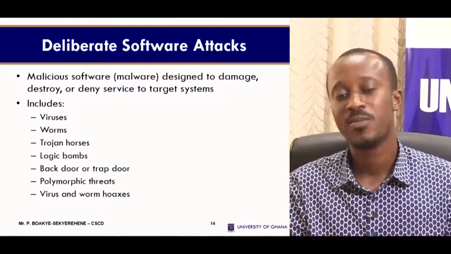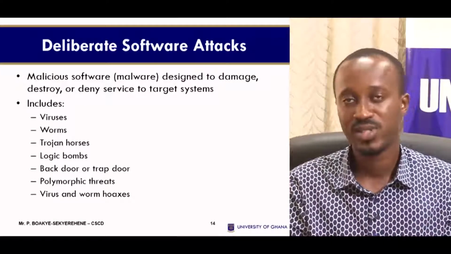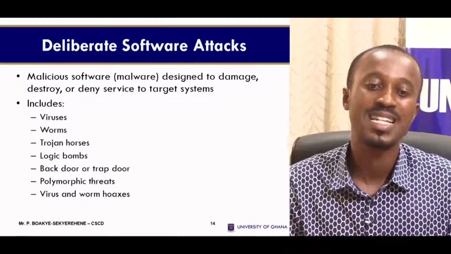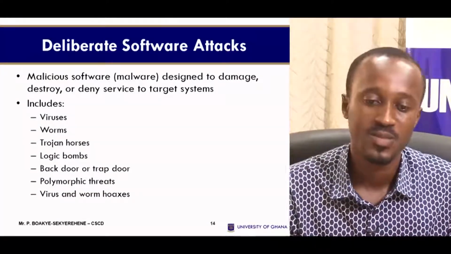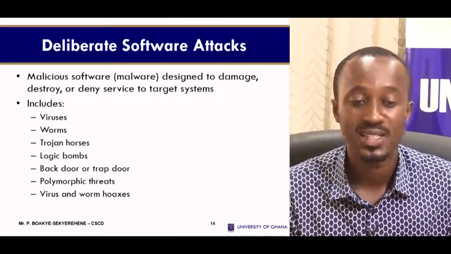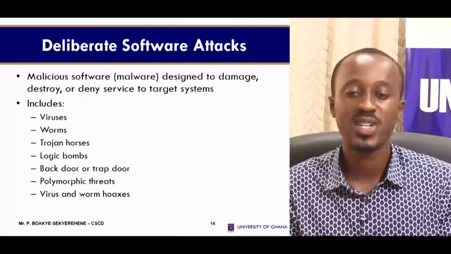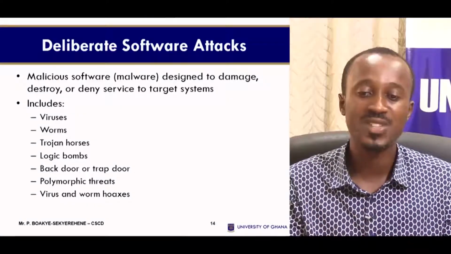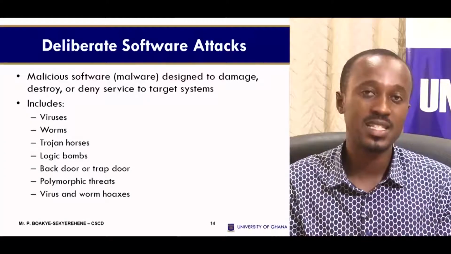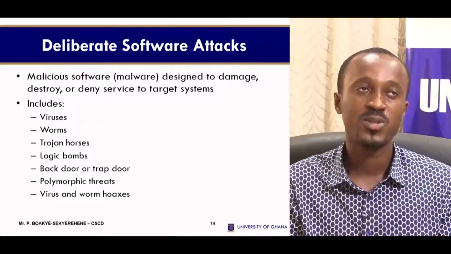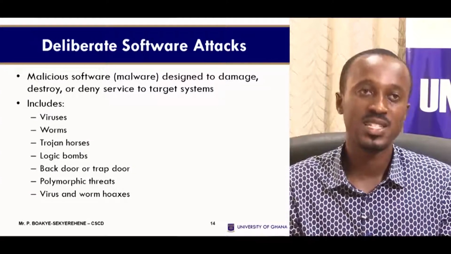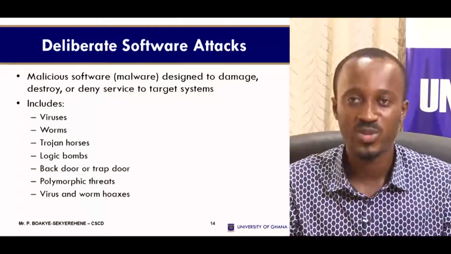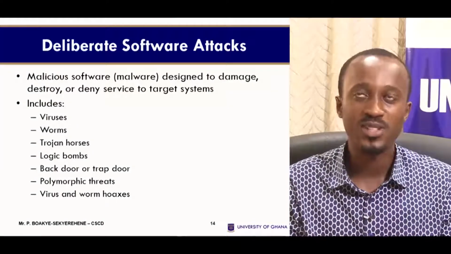Okay, let's look at the second category of threat, which is known as deliberate software attack. This is where malicious software is designed purposely to damage, to destroy, or to deny service to targets. You may have had this experience where, for instance, you are using the internet for a certain search, and all of a sudden the network just slows down on you. And you go blaming your internet service provider.